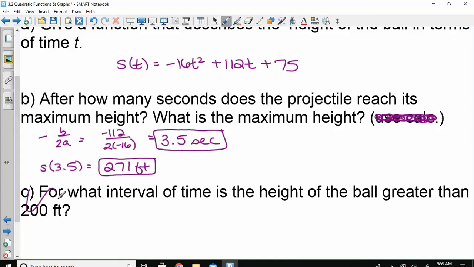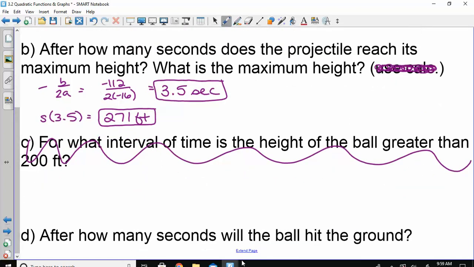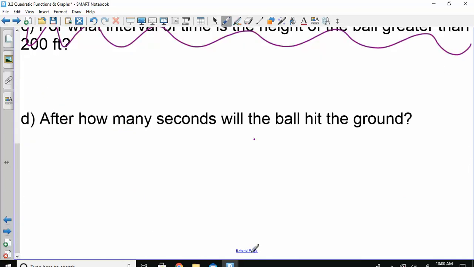I am actually going to skip part C. I don't want to do that one. I'm going to go to part D though. After how many seconds will the ball hit the ground? If it hits the ground, what does that mean? So the height would be 0.